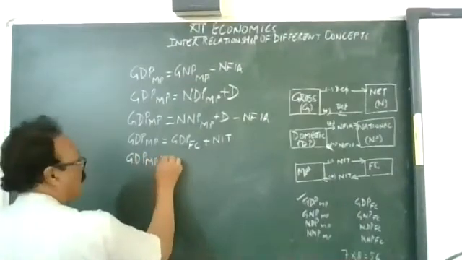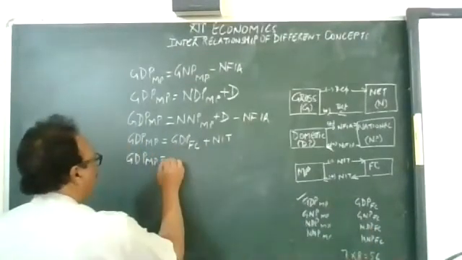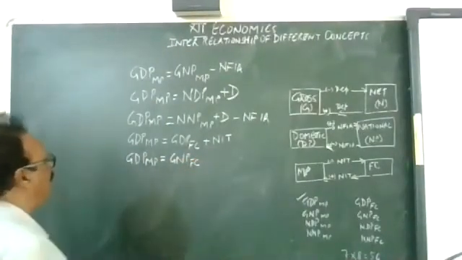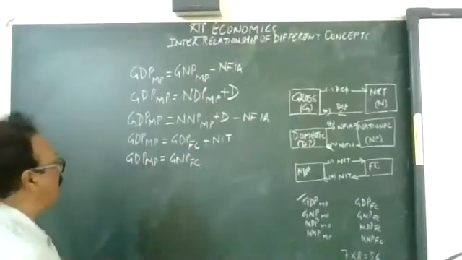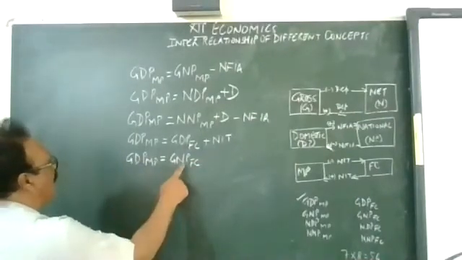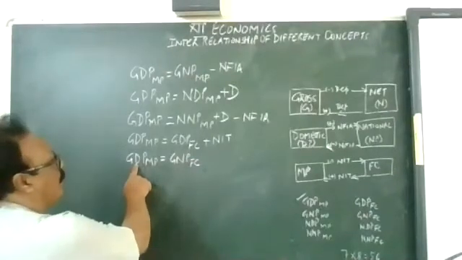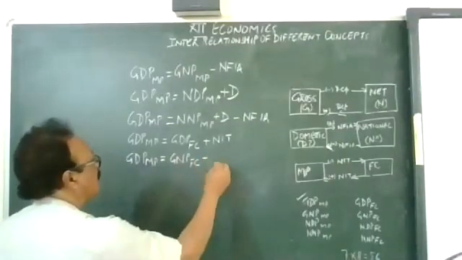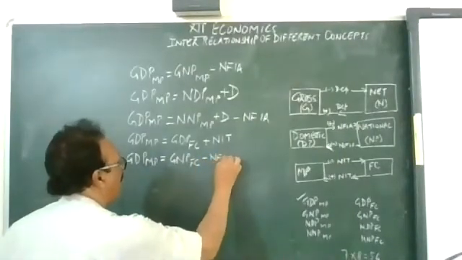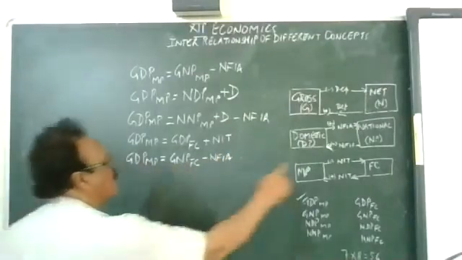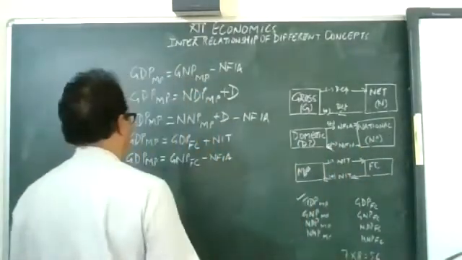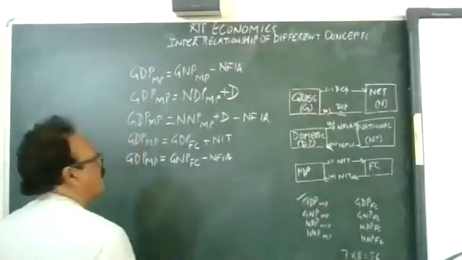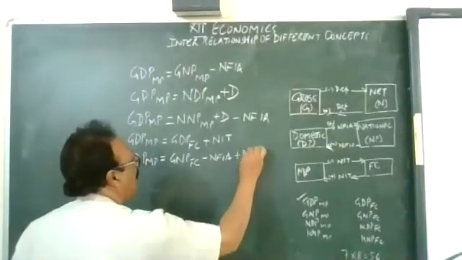Second, GDP at market price. Now we are calculating it from GNP at factor cost. Check gross, net to domestic. National to domestic will be minus NFIA. From national to domestic, minus NFIA. Factor cost to market price, plus NIT.